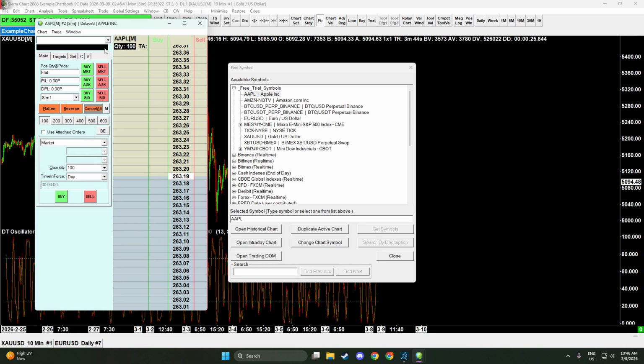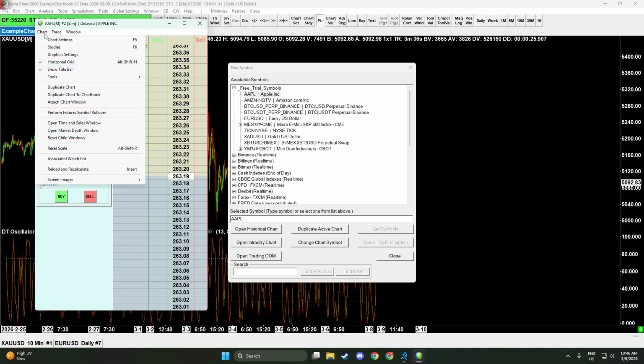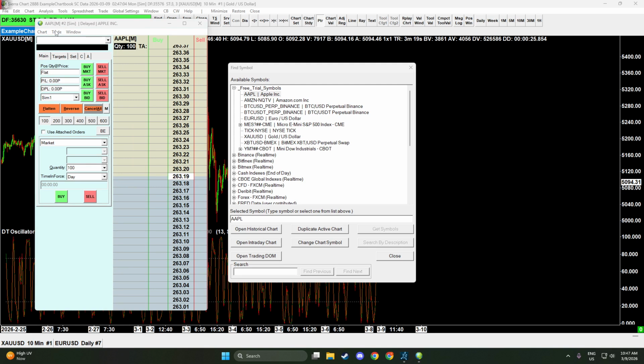Next, let's customize the columns to surface the most useful information. In the DOM window, go to the Trade menu and choose Customize Chart Trade DOM columns. Here, add bid volume, ask volume, recent bid or ask, and traded volume. These columns work together to give you a clearer picture of what's happening.